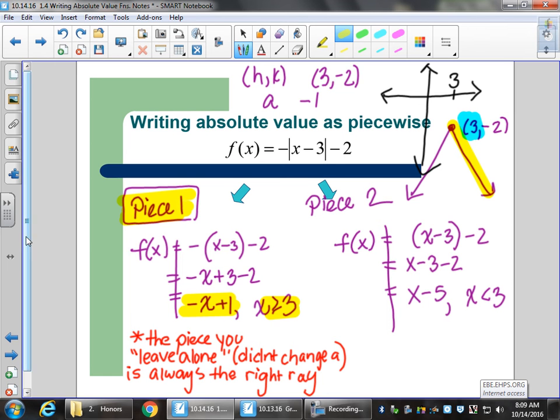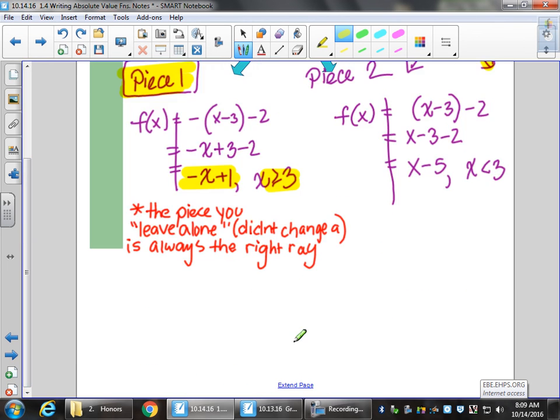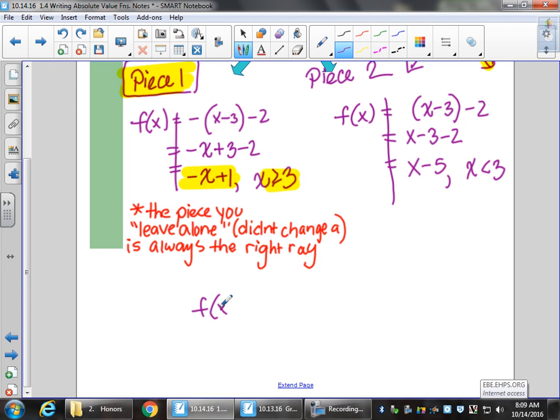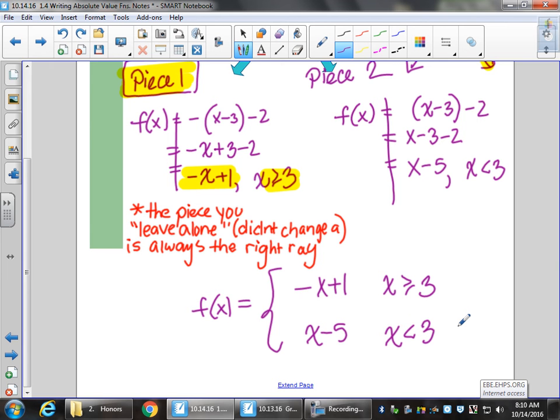Let's finish writing the function. The final step, more of a formality, is actually putting it together. So it's going to be f of x equals -x plus 1 when x is greater than or equal to 3, and x minus 5 when x is less than 3. We have another example to try. The process does not change.